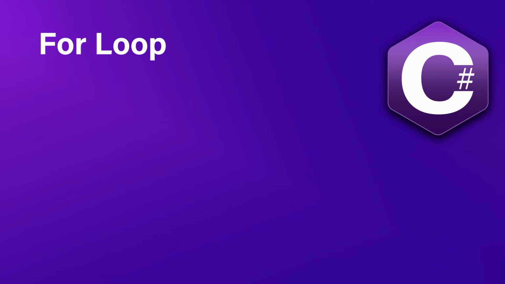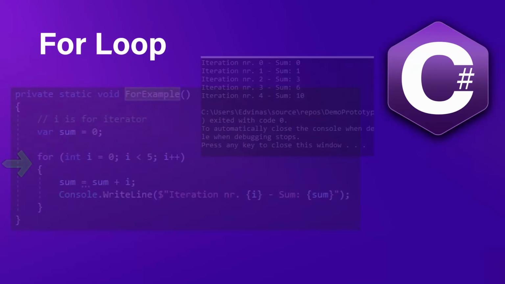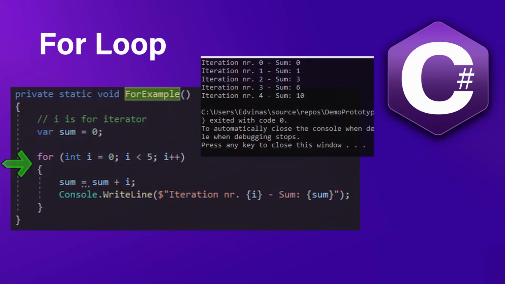This loop is best used when you know the exact number of iterations you will need to do. In our example, we are adding every iteration number to the variable called sum. To declare a for loop, you first need to type keyword for, then open brackets, and inside them we will have three sections separated by semicolon.